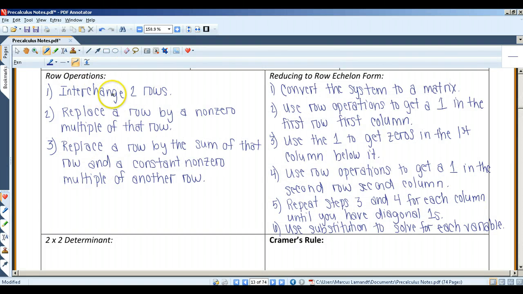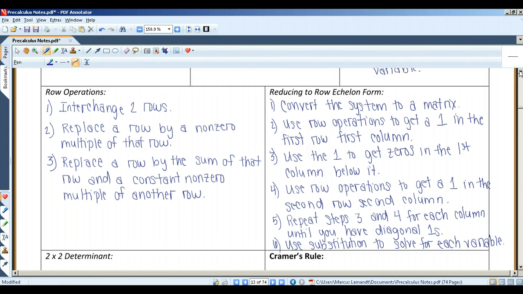I don't know if you guys have experience working with matrices. If you don't, that's okay. Go ahead and copy down these row operations and the steps to convert to row echelon form. It's not really going to make sense unless I do an example. We will be doing examples in class, so for now just copy them down and read them over. Okay?